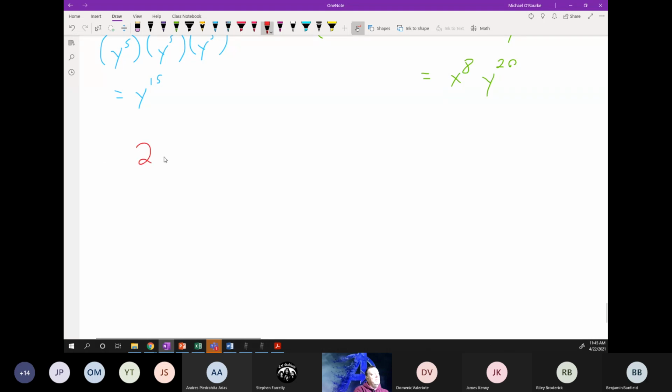Now, let me do this one with you. No problem, Ben. So if we follow the rule, right? That's going to be 4 times 4 there. What exponent is above the 2 right now?